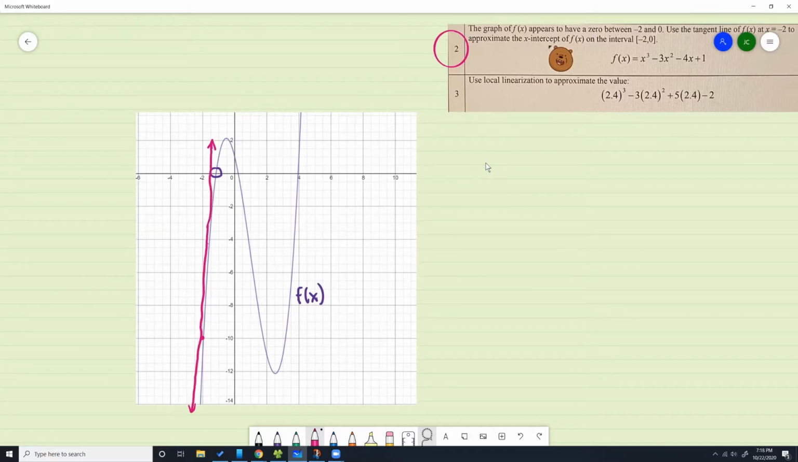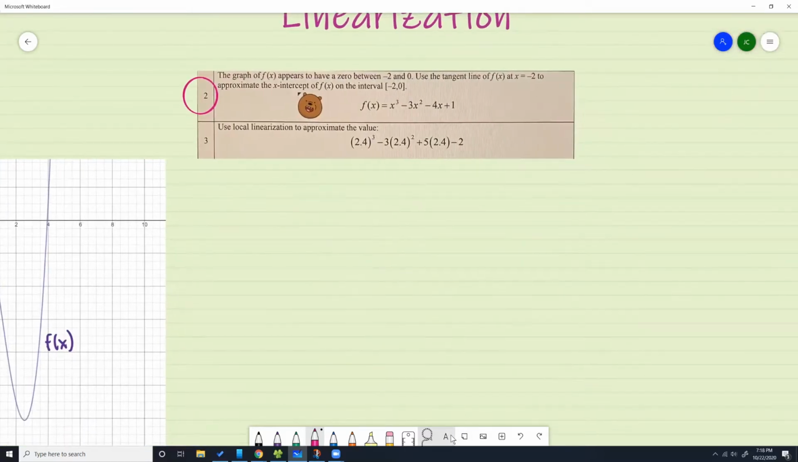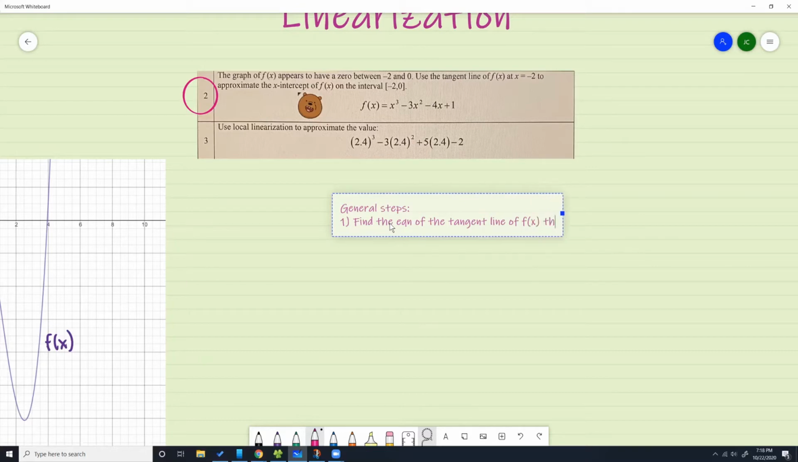Okay, so this tangent line most likely will not hit the actual x-intercept, but we're just using it to approximate what the 0 will be. So the general steps for this problem are, 1, find the equation of the tangent line to f of x through x equals -2.